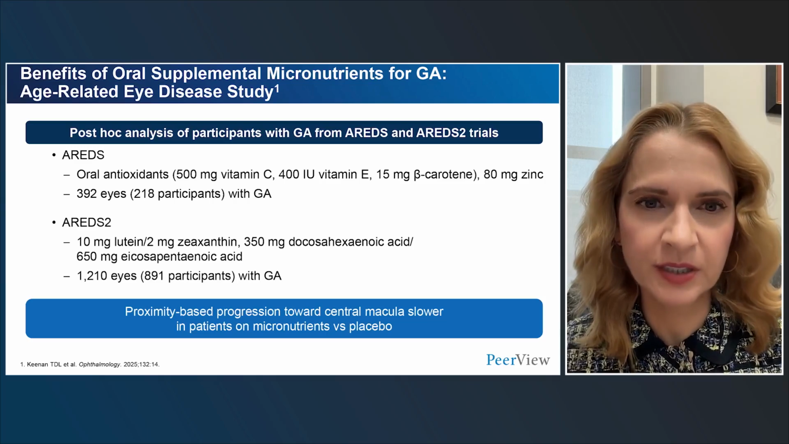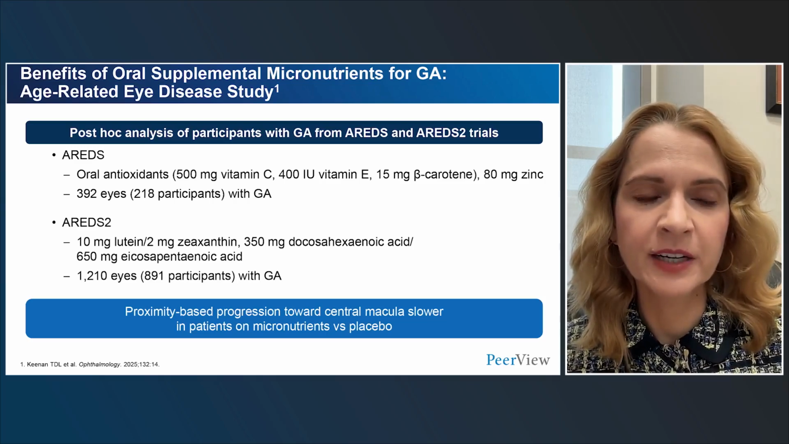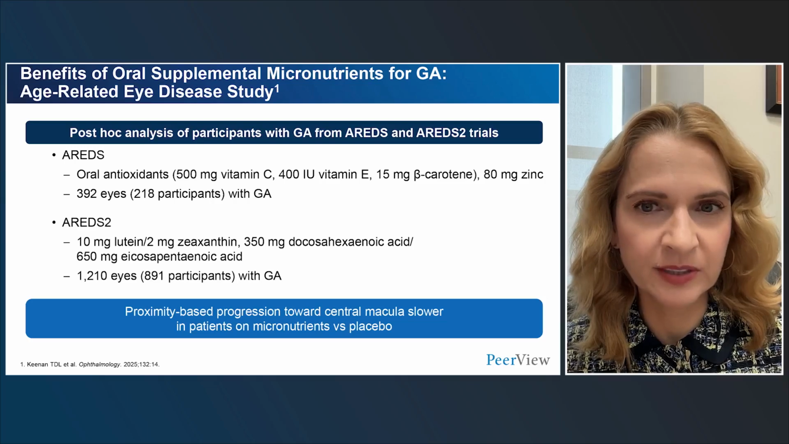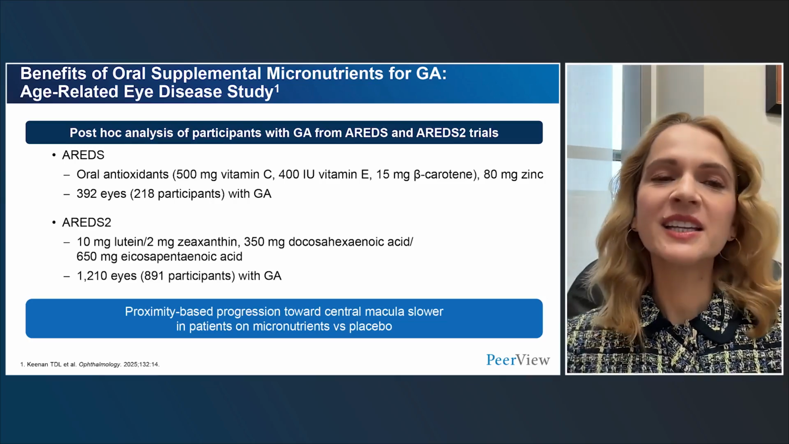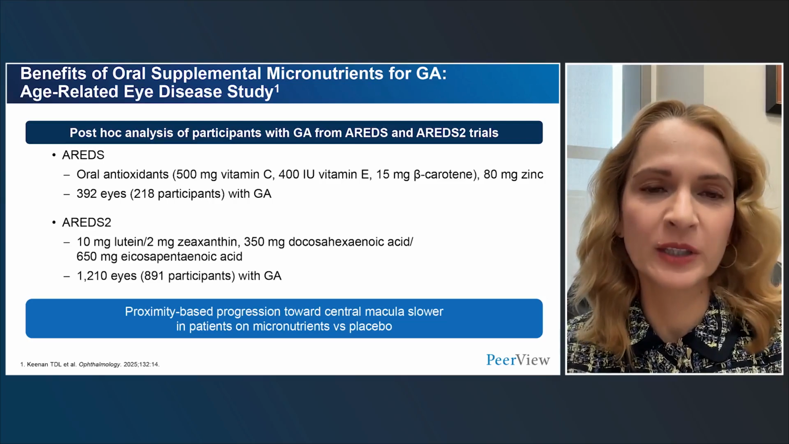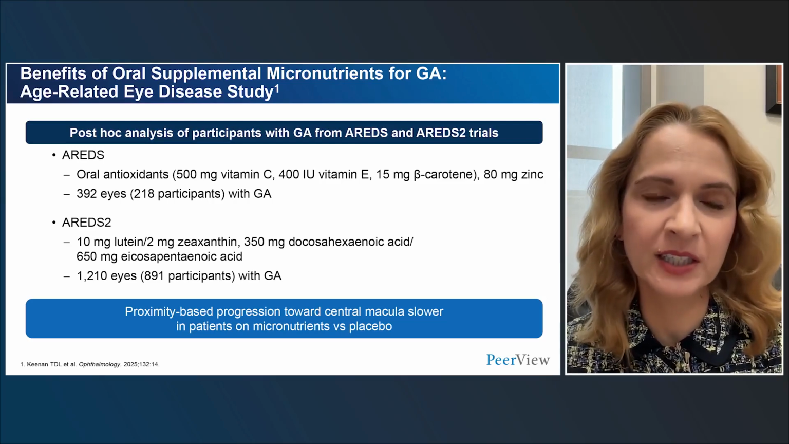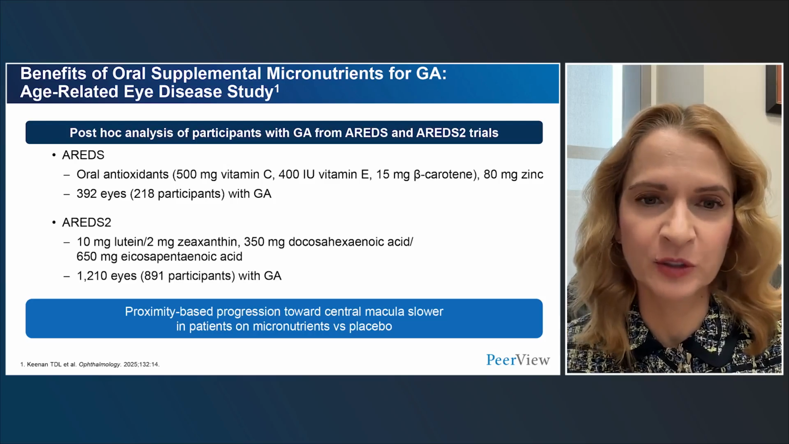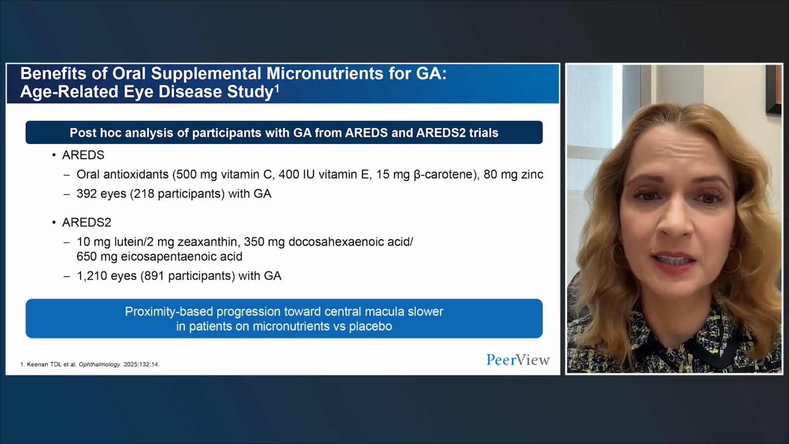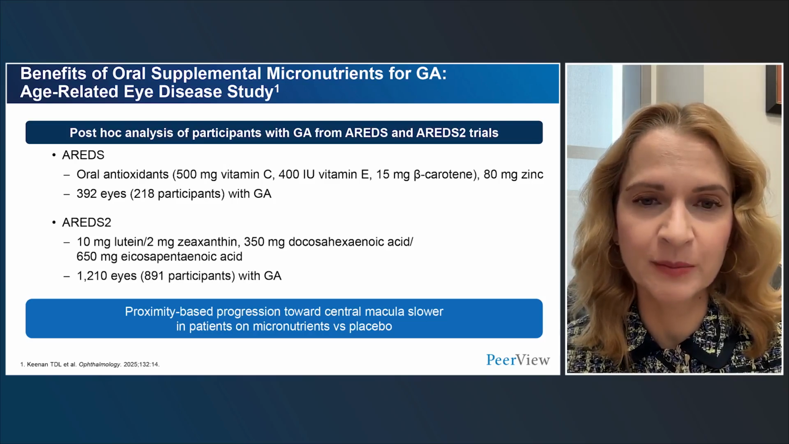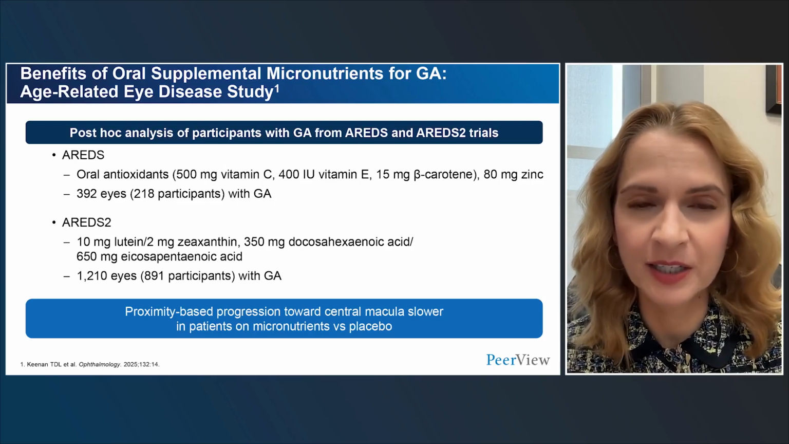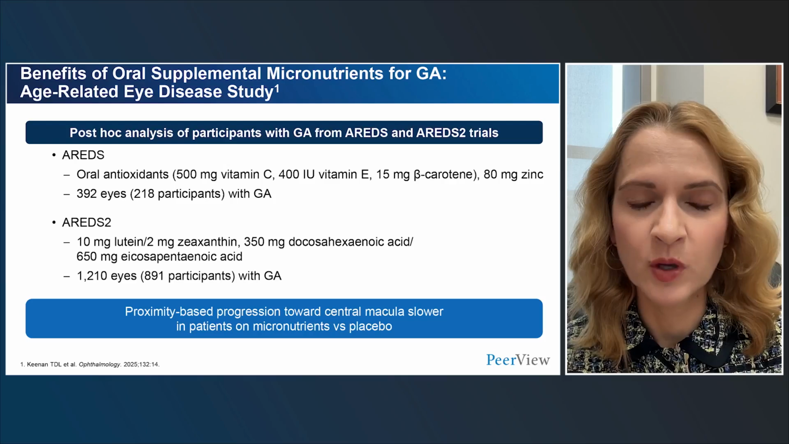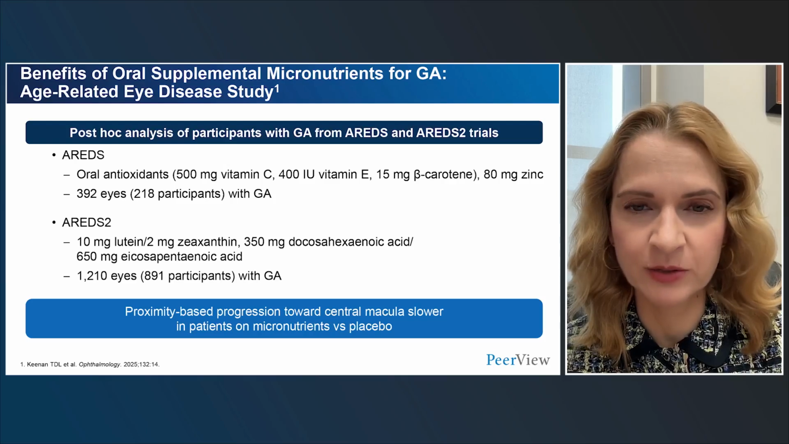In the AREDS 2 study, the vitamin was modified to include 10 milligrams of lutein and 2 milligrams of zeaxanthin. In the AREDS 2 study, the formulation was modified, as you see here, to include lutein and zeaxanthin that protect the foveal pigment. This study enrolled a much higher number of participants, 891, with 1210 eyes of geographic atrophy.